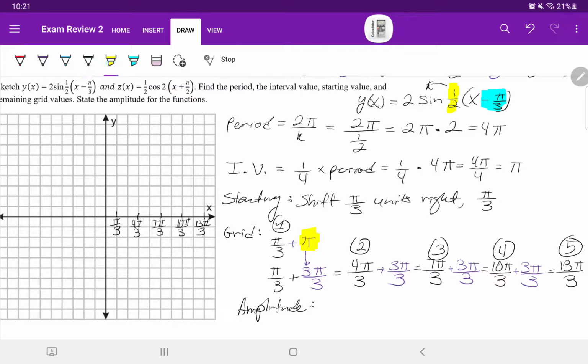For this first function, we have a 2 being multiplied in front of the trigonometric function. So the amplitude will equal the absolute value of that number being multiplied in front of your trigonometric function. And the absolute value of 2 is 2. Which means the highest value my function is going to obtain is positive 2. And the lowest y value my function will attain is negative 2.